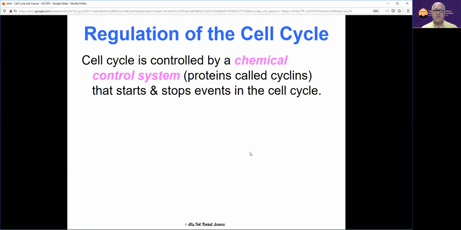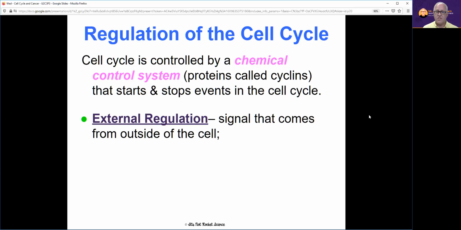The cell cycle is controlled by that chemical control system, those proteins called cyclins, that start and stop events in the cell cycle. There are some signals that come from the outside of the cell, and that's known as external regulation. Those can be hormones or nutrients. They come from outside the cell, transfer into the cell with proteins.